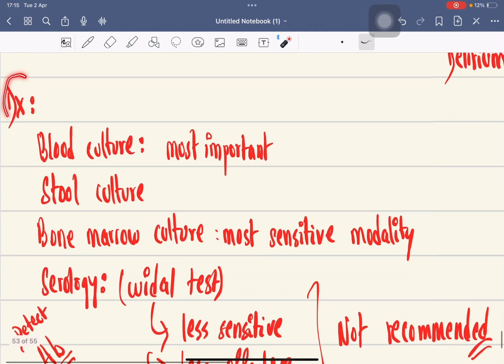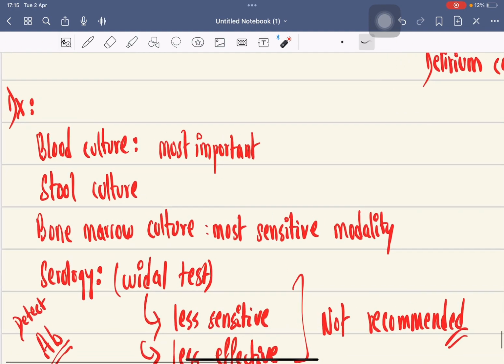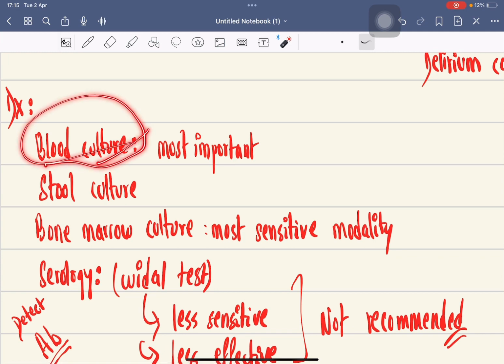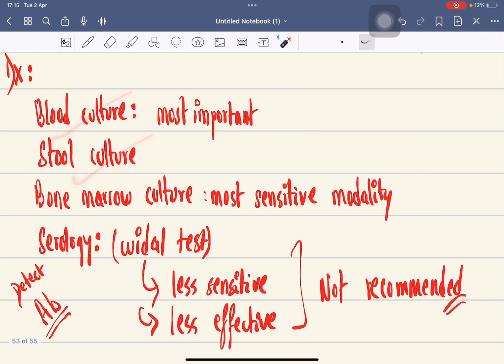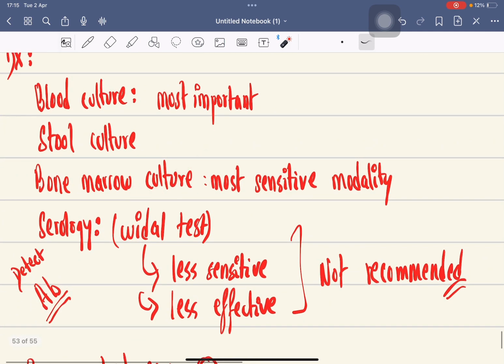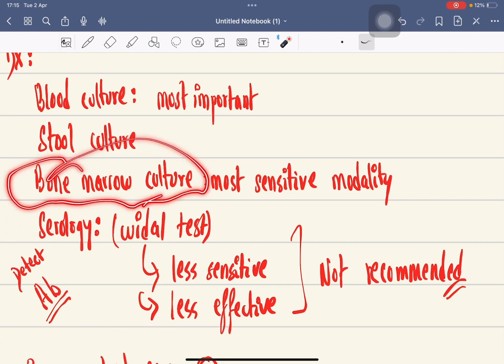So how can we diagnose? It is diagnosed by blood culture. It is the most important test for diagnosing typhoid. It can also be diagnosed by stool culture and bone marrow culture. Bone marrow culture is the most sensitive, but generally it is not done.